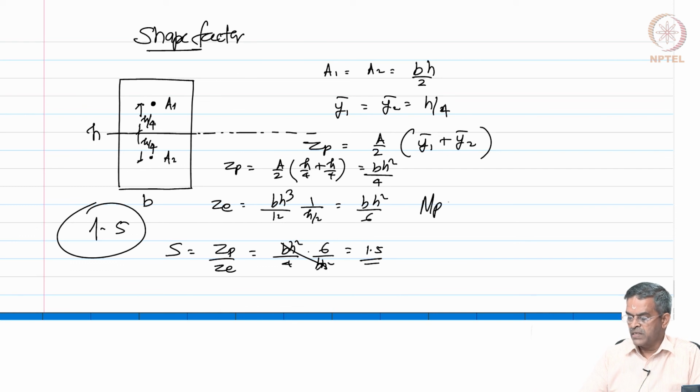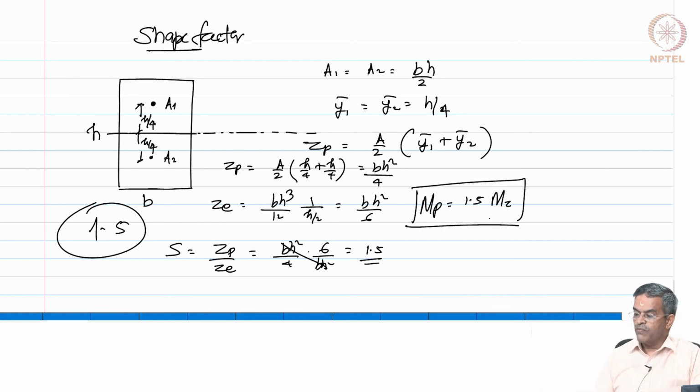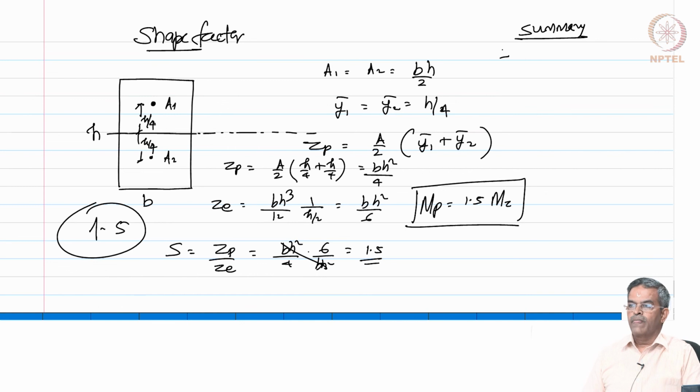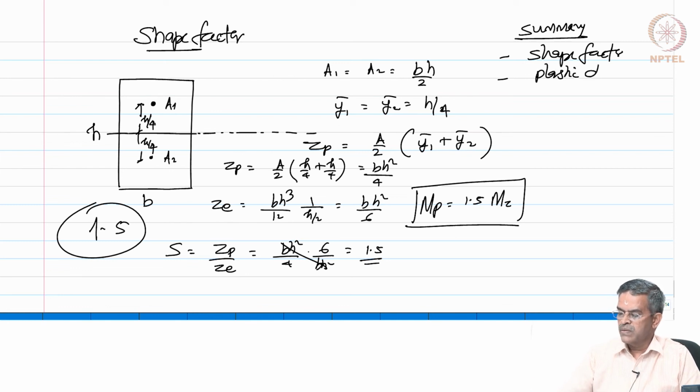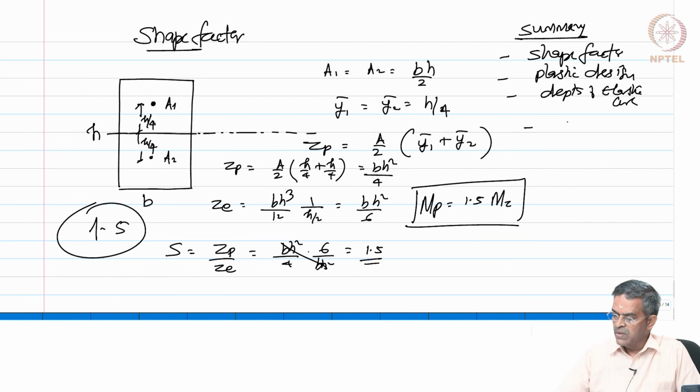So, the plastic capacity of a rectangular section is 50% more than the elastic capacity of the same section. So, friends, in this lecture we discussed the importance of shape factor, the important philosophy of plastic design. We also learned how to find out the depth of elastic core, and we understood how to arrive at the shape factor for different geometry, is it not?